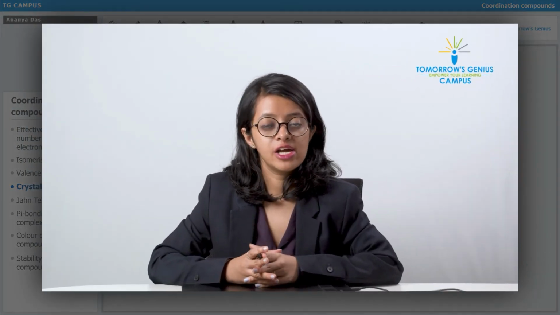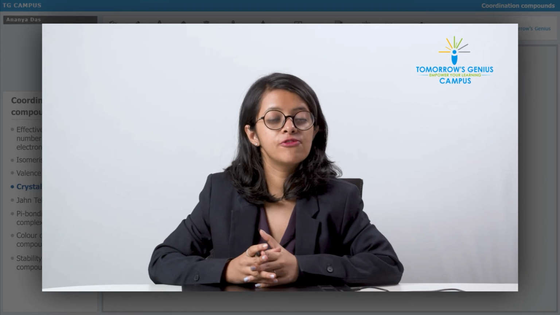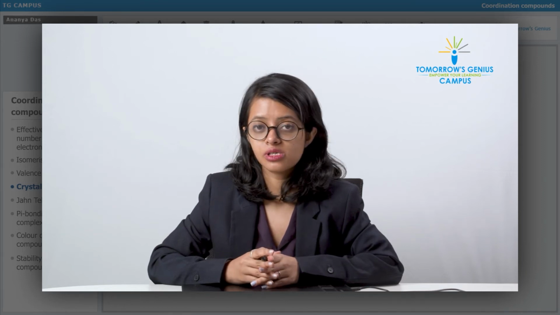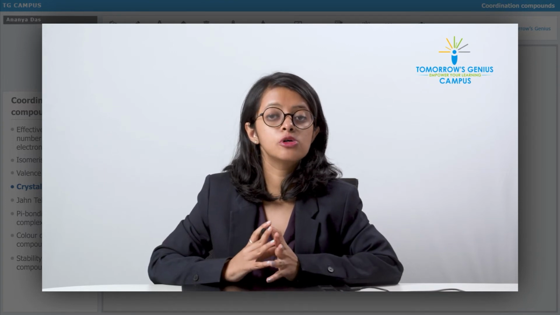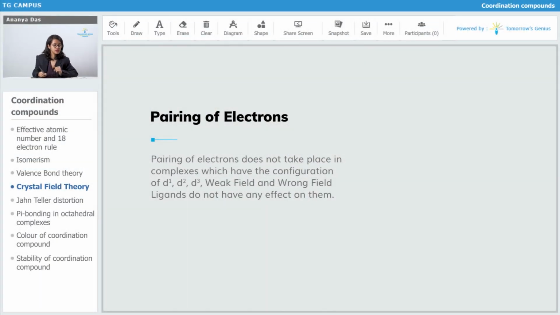Now pairing of electrons, or the concept of strong field or weak field ligands, is applicable to some configurations and not applicable to others. Like if we talk about d1, d2 and d3, that is, a metal cation having a 3d1, 3d2 or 3d3 configuration in the inner 3d orbital. This is my 3d, then. Let's fill up electrons in this.